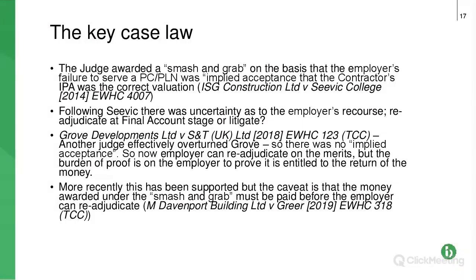So 4 years later, we had Grove Developments and S&T. It slightly overturned the earlier decision, because the judge there said that this point about implied acceptance wasn't realistic. It wasn't that they were accepting. It was usually because they'd made a mistake. They'd forgotten to serve either or both of the notices. And it was in this case that the court said that, if you are subject to a smash and grab as a paying party, you are entitled to start another adjudication on the merits to recover that money.